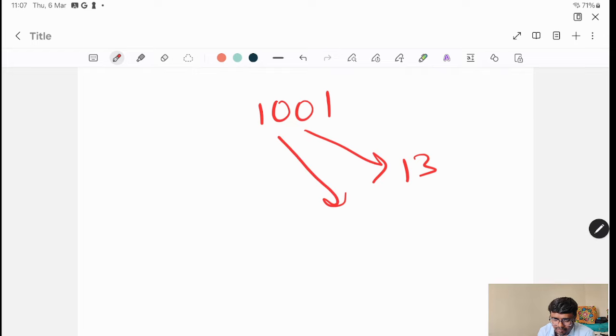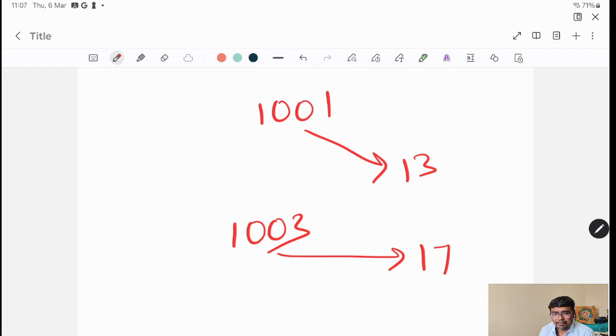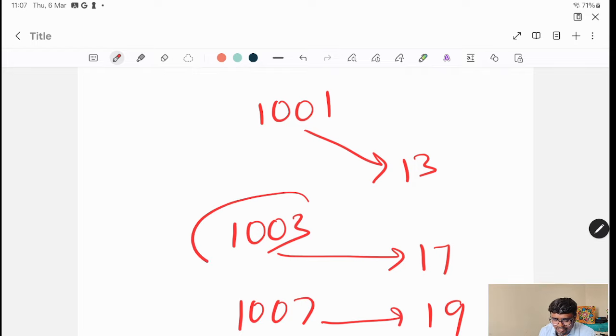Not only that, you should remember the other ones. 1003 is the multiple of 17. 1007 is the multiple of 19. See why I am telling this? Most students think that 1003 is a prime number. No, it is not a prime number. 1001 is not a prime number. 1007 is also not a prime number.